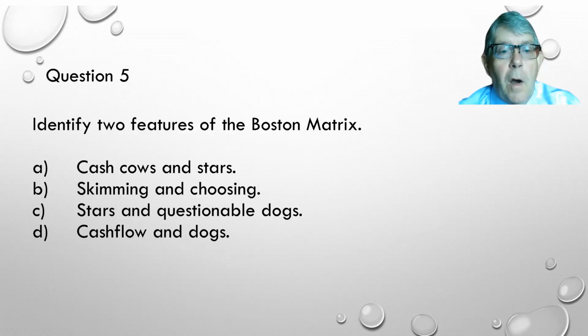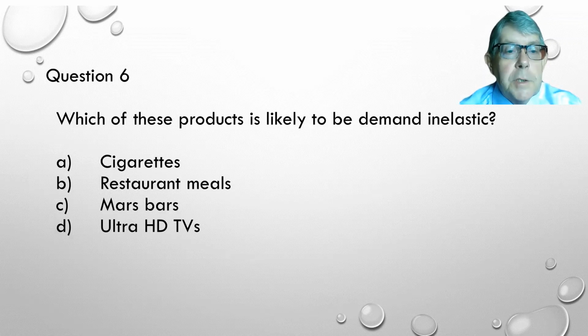Question 5. Identify 2 features of the Boston Matrix. A, cash cows and stars. B, skimming and choosing. C, stars and questionable dogs. And D, cash flow and dogs. Question 6. Which of these products is likely to be demand inelastic? A, cigarettes. B, restaurant meals. C, Mars bars. Or D, Ultra HD TVs.